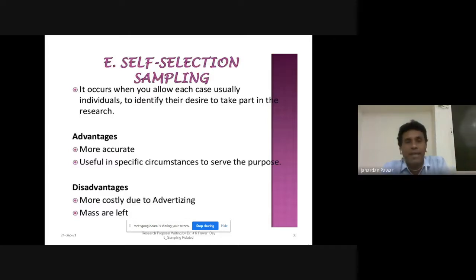So next one is self-selection sampling. Self-selection sampling is what? It occurs when you allow each case, usually individuals, to identify their desire to take part in the research. So see, there are 100 people and that number is your population. You're not going to do anything else. You're just asking them who are interested to be a part of my research. You are just asking one question to them.